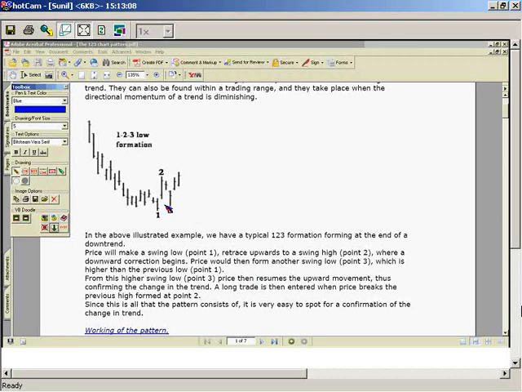Thus confirming a change in trend, and a long trade is entered. Now the ideal or textbook entry on a 1, 2, 3 formation is the break of the high of 2. Once price breaks this high, you know that there is a strong confirmation of trend.